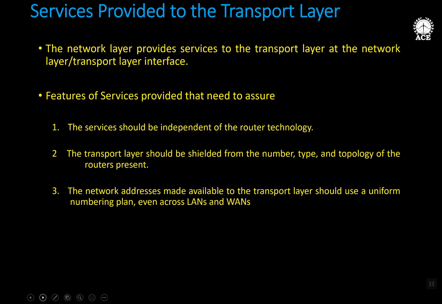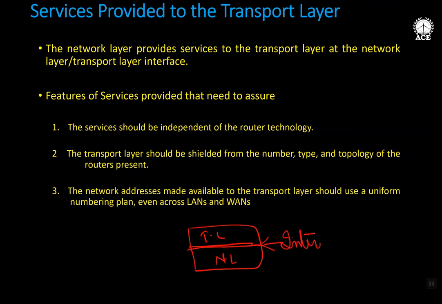So what does the transport layer expect from the network layer? The network layer provides services to the transport layer at the network-transport interface that we have seen. Suppose, for example, this is the network layer and this is the transport layer; this is what we call the interface. We have seen this earlier. Services are provided at this interface. What are the features of these services?